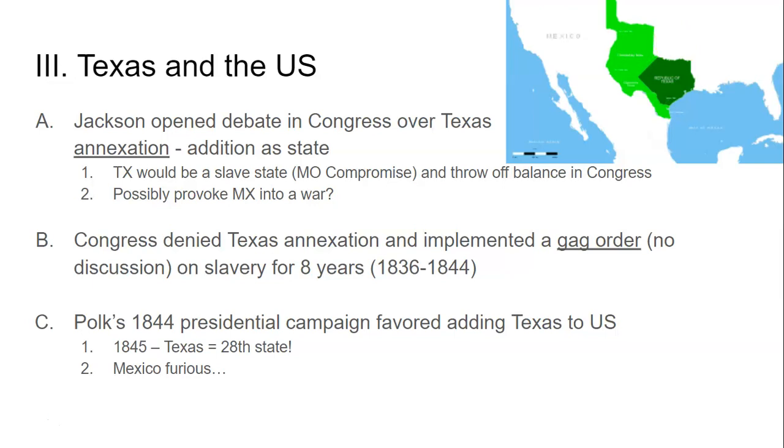All right, so that's the Texas Revolution, the Texas fight for independence. Remember, Texas is an independent country for several years before it is added to the United States as a state.